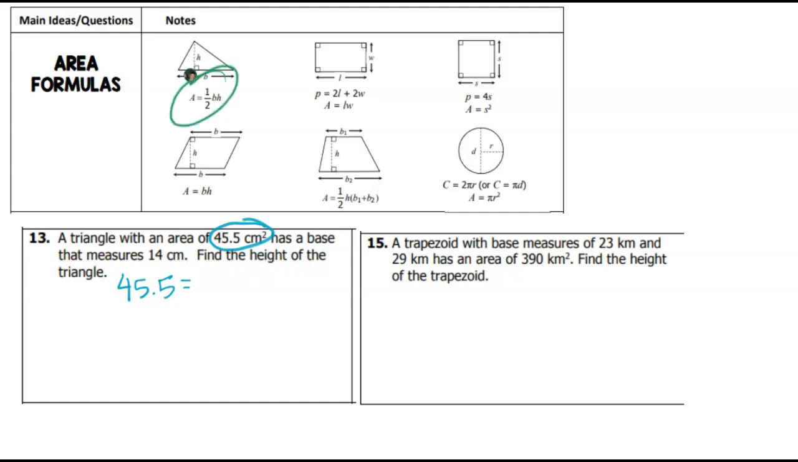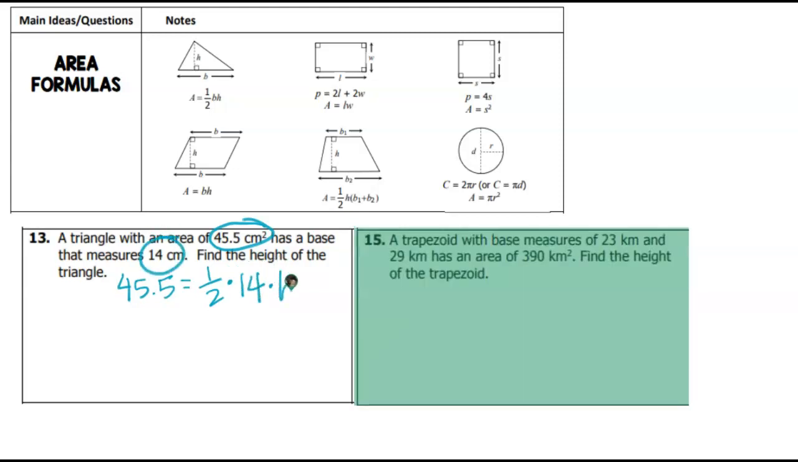Area equals 1/2 base times height. So I have my area equals, I have my 1/2, and then the base, they're telling me, is 14 centimeters. And then I don't know what the height is. I want to find the height. So what ends up happening here is I have only one unknown, so I could solve this just like I would any of my equations that we've been working on all year.